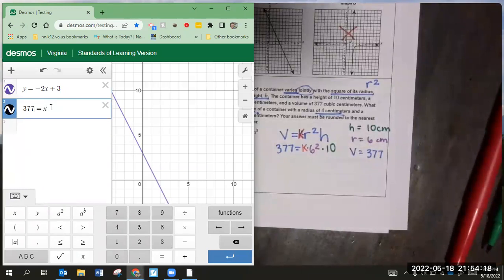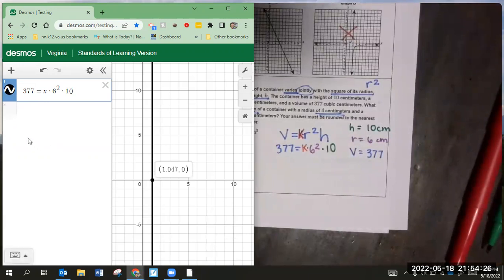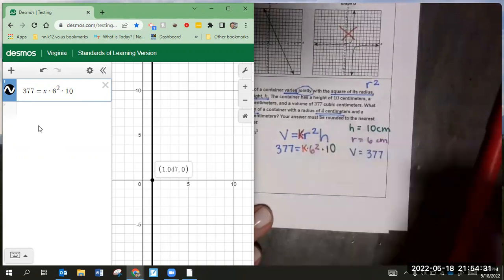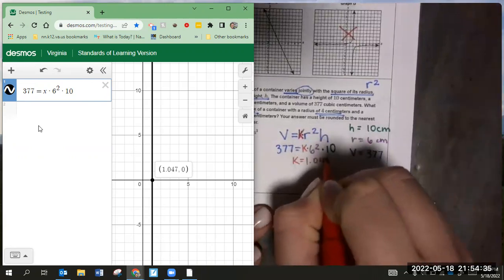377 equals x times 6 squared times 10. My variation is 1.047. So my constant, 1.047.